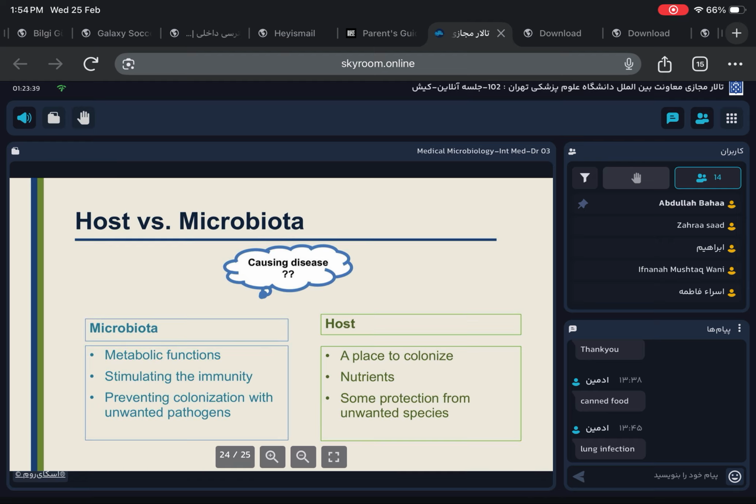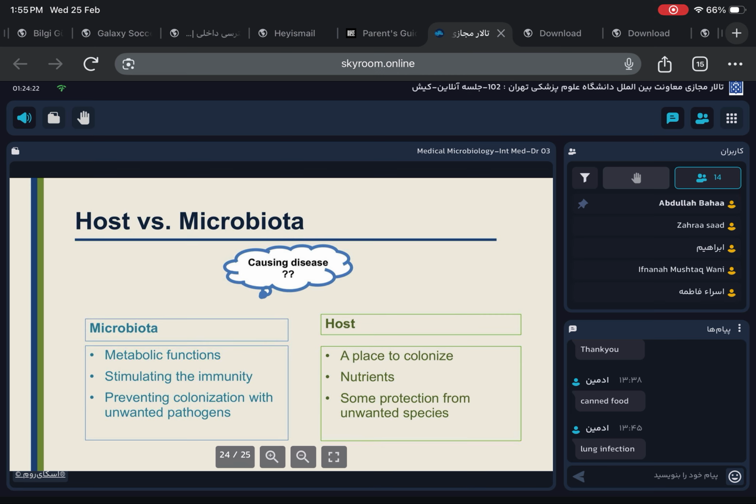On the other hand, the host provides microbiota with a place to colonize. The host actually provides nutrients for the microbiota. And also, as we have the immune system and defense mechanisms which protect us against pathogens, it means that the immune system is also protecting the microbiota indirectly. So indirectly we are also protecting our microbiota from other pathogens, because as I told you, microbiota don't like other microorganisms to enter into the body.